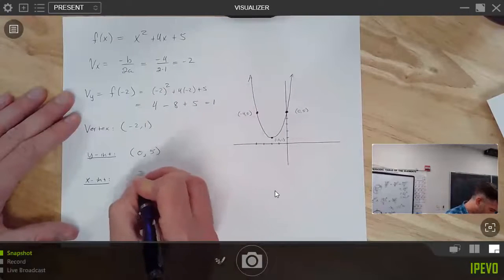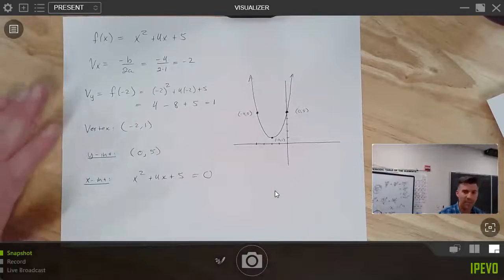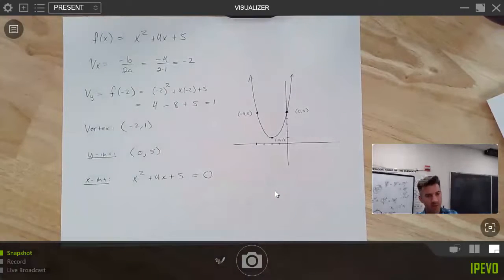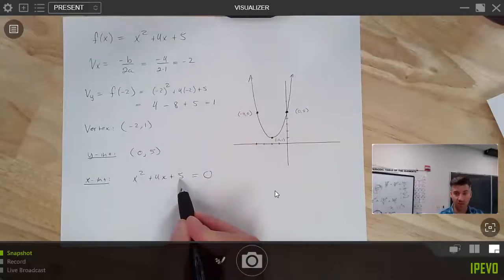So I'm going to set x squared plus 4x plus 5 equal to 0. And while it looks like it might factor, it actually doesn't. There's no way to multiply to positive 5 and add up to positive 4. 1 and 5 are the only real ways to multiply to 5, and that doesn't add up to 4. And you might be thinking, oh, like negative 1 and 5, but it can't be negative 1 and 5, right? Because that's a positive 5 you have to multiply to, not a negative 5.